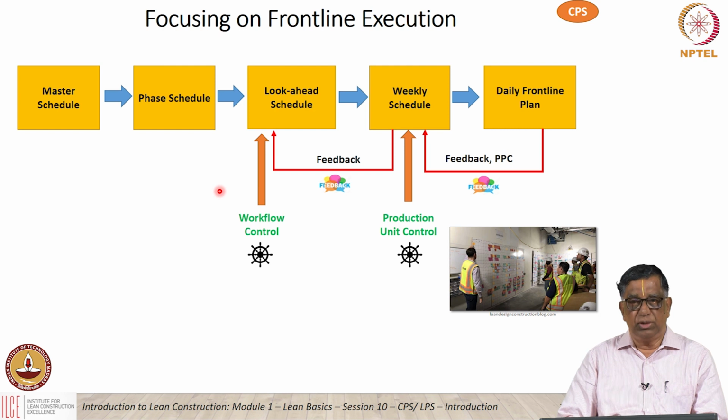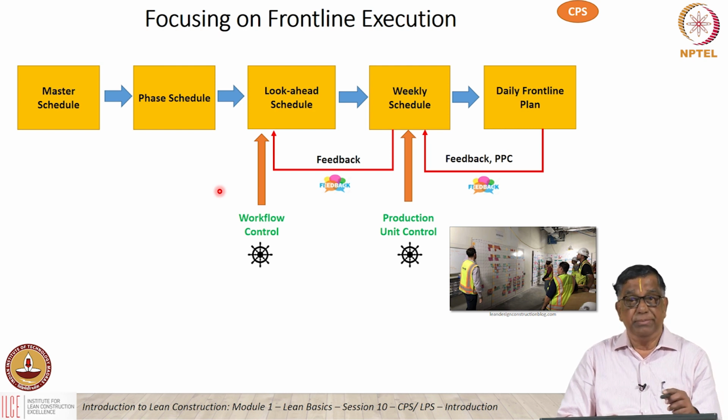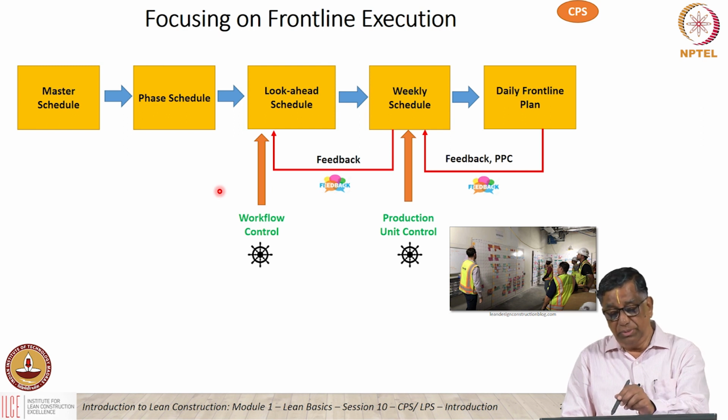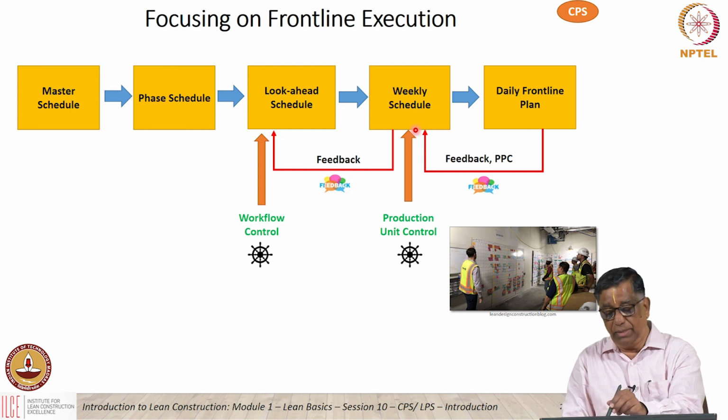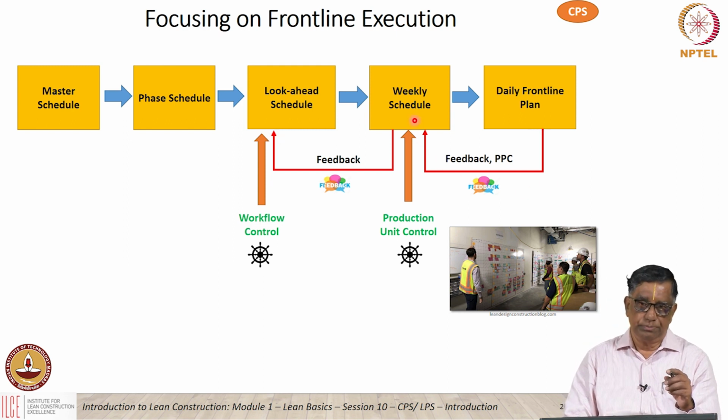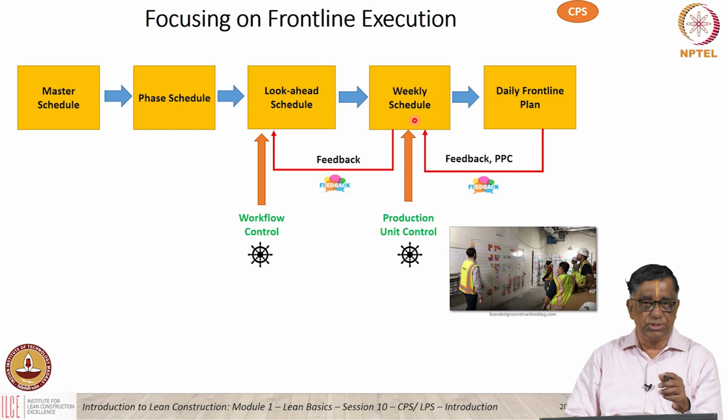If you look at this particular slide, you will notice two important things: the feedback cycles. For example, from the weekly schedule, we have a feedback coming into the look ahead schedule, and from the daily planning again we have a feedback coming into the weekly schedule. So each time if we are not able to meet our commitments or promises, we find out the reasons. I told you about the root cause analysis. Then we apply the learnings into the previous cycle.